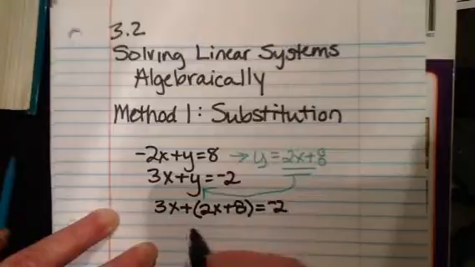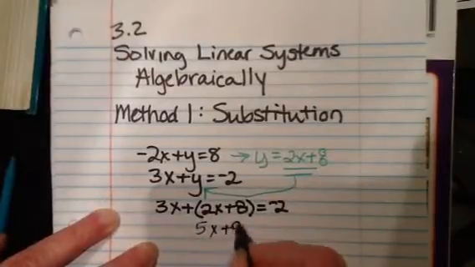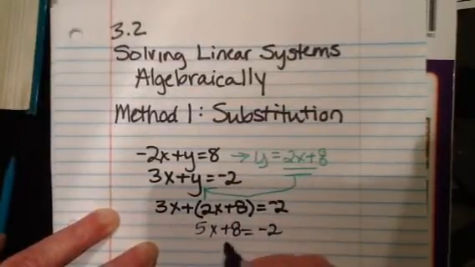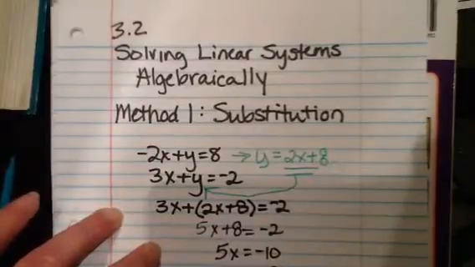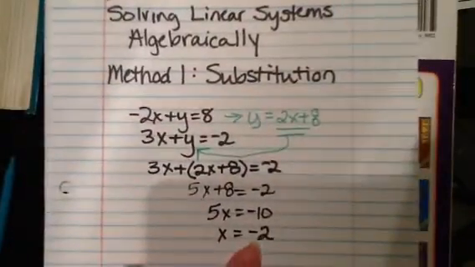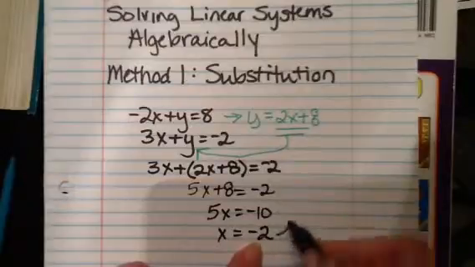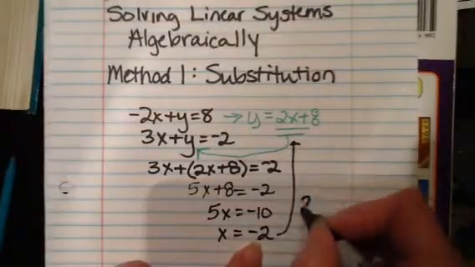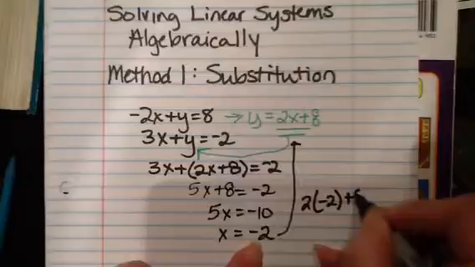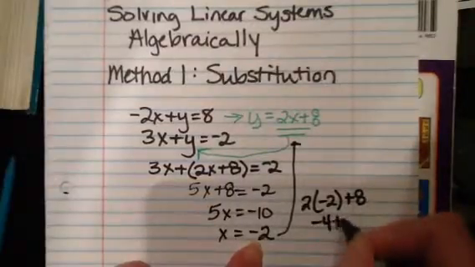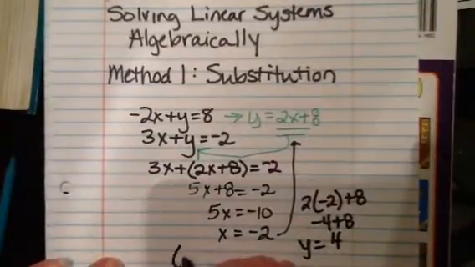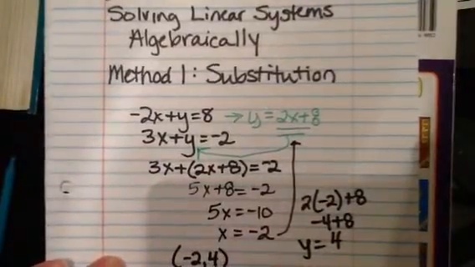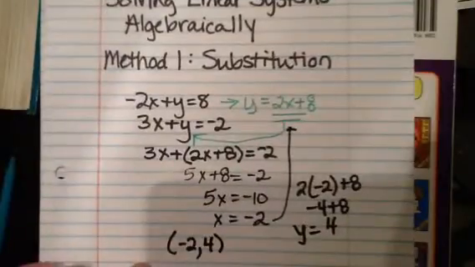And when I solve this equation, I have 5x plus 8 equals negative 2, 5x equals negative 10, x equals negative 2. Now that I know what x equals, all I have to do is take it and put it back in this equation. 2 times negative 2 plus 8, negative 4 plus 8, so y equals 4. So my ordered pair for this equation, that's the solution, is negative 2, 4.